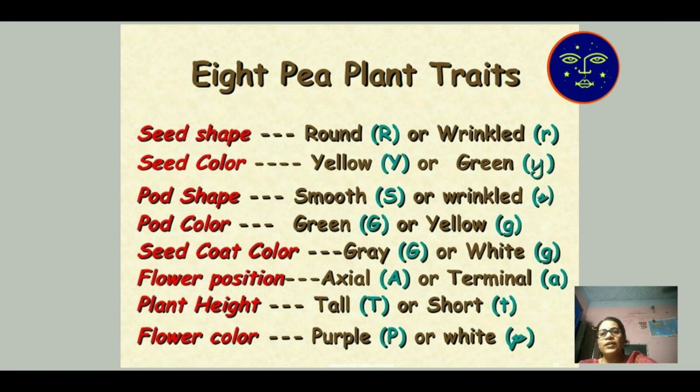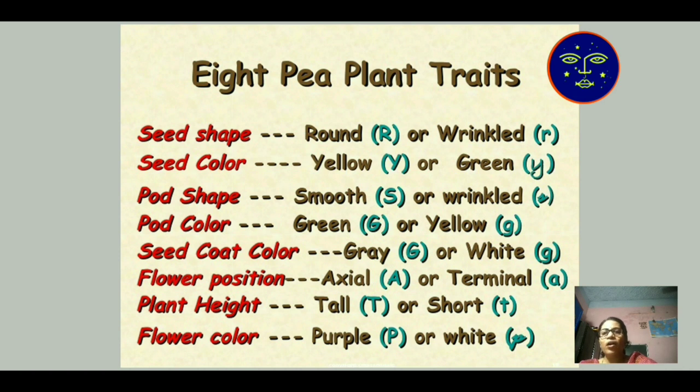Similarly, pod color. Pod color is green or yellow. Green for dominating, yellow for recessive character. Seed coat color. Coat color of the seed is either grey or white. Grey for dominating, white for the recessive character. Flower position. Axial means top position. He gave capital A, and for the lower region, terminal region, he gave small a.